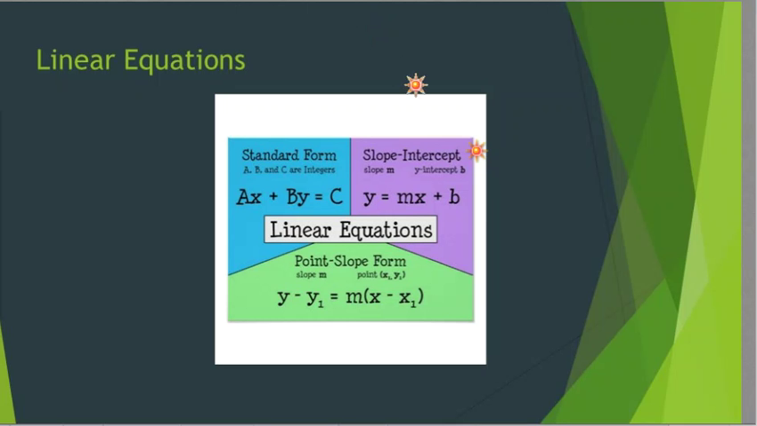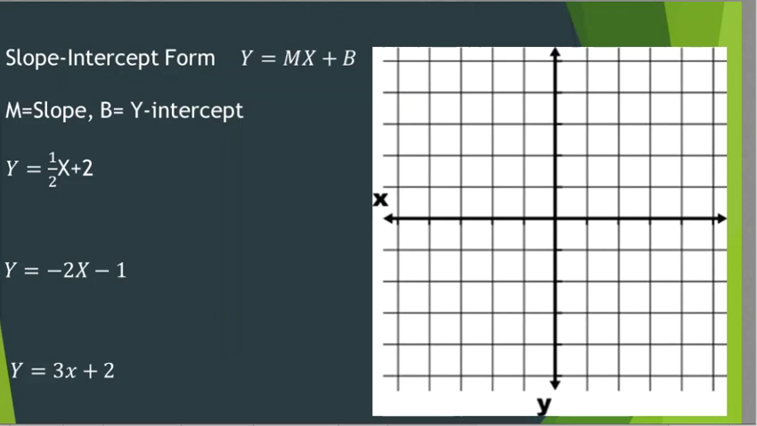So far you have learned to graph lines using a table of values. You have learned to graph lines using the x and y intercepts, and now we are going to work on learning how to graph lines using the slope-intercept form. Slope-intercept form is y equals m times x plus b. In this form, m is our slope and b is our y-intercept.